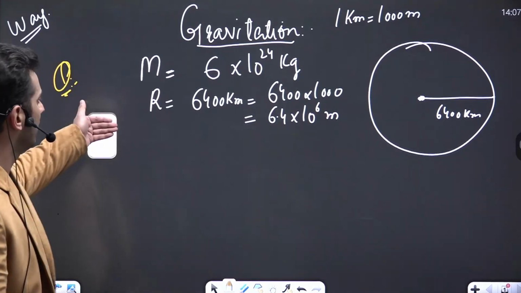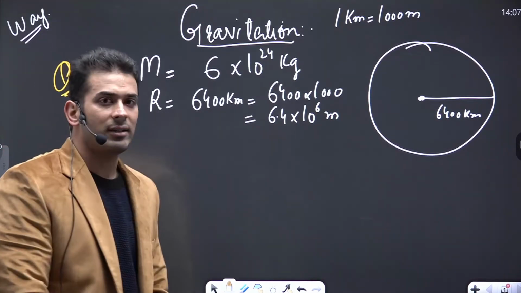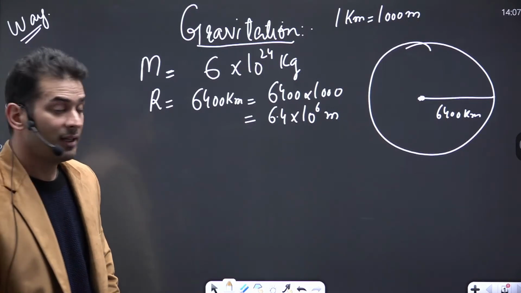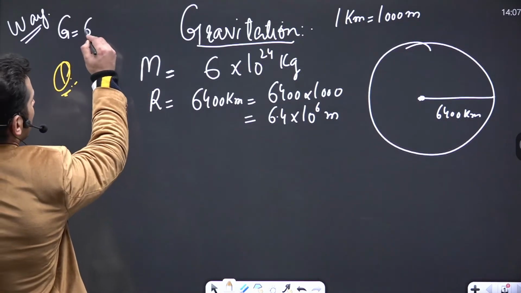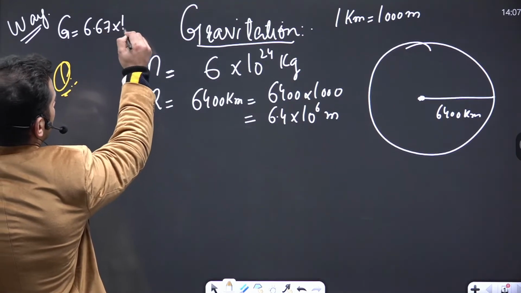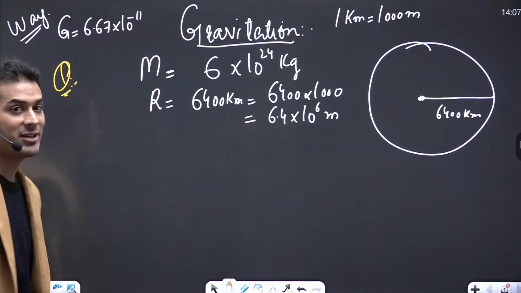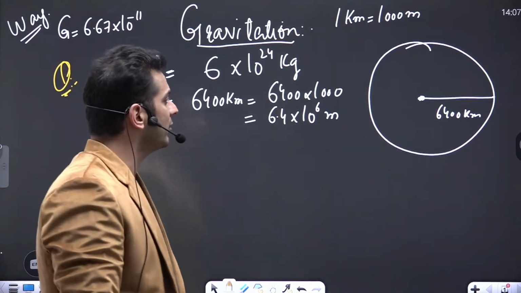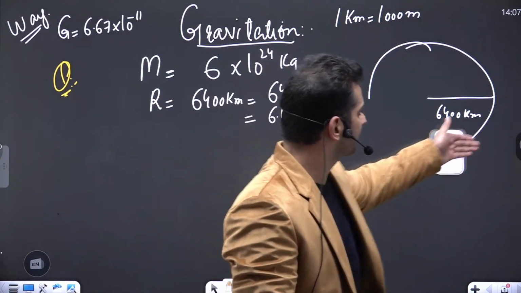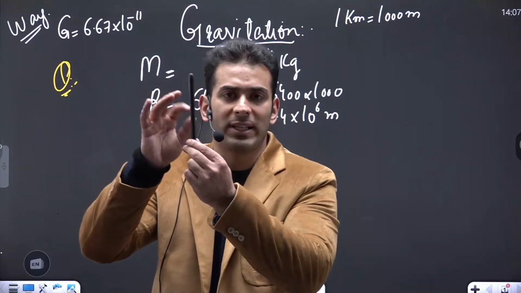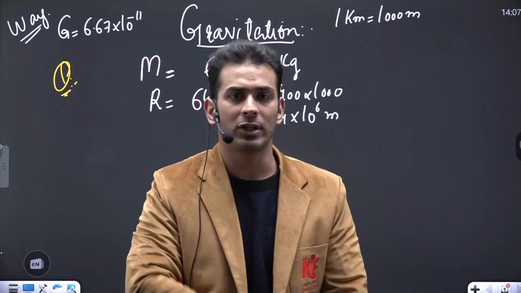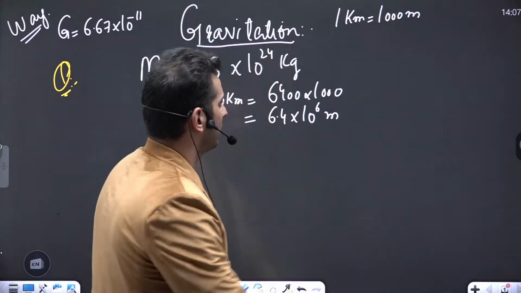So, we know the mass of the earth. We know the radius of the earth. We know that G, the constant of gravity, is equal to 6.67 into 10 raised to power minus 11. Right, beta? We know these things. So what will we do now? We'll check out why, for example, I gave you the example of this pen, why this is getting pulled by the earth. We'll take this pen. Okay, beta?